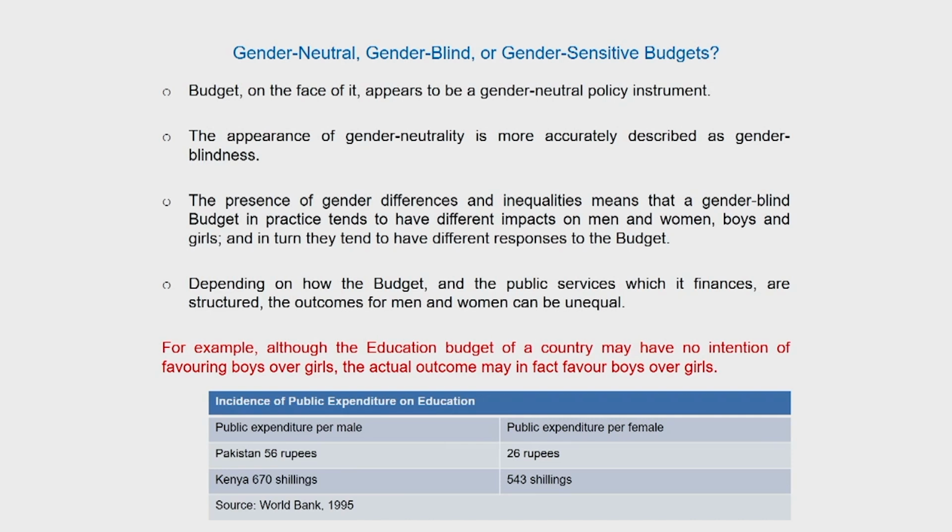and Kenya. This was compiled by the World Bank in 1995, so these are 1995 figures. The public expenditure per male in Pakistan was 56 Pakistani rupees, and for female was 26 rupees, and for Kenya the public expenditure per male was 670 and for female was 543 shillings. So this is one of the glaring examples of how, even though the intention of the policymaker may not be to favor one particular gender over the other, the existing inequalities may be such that the expenses which are finally made may result in very divergent outcomes with respect to boys and girls.